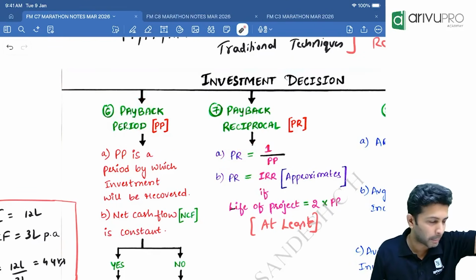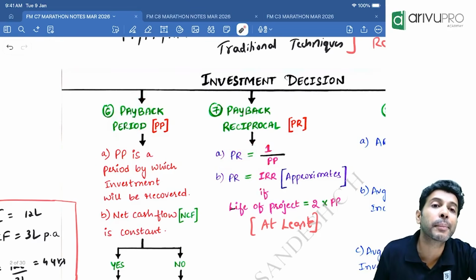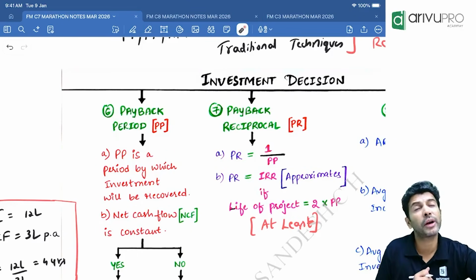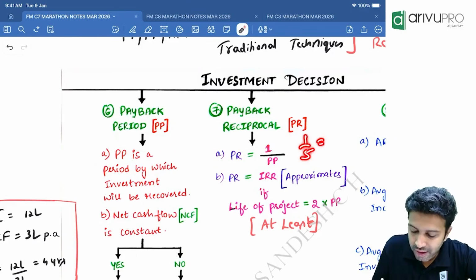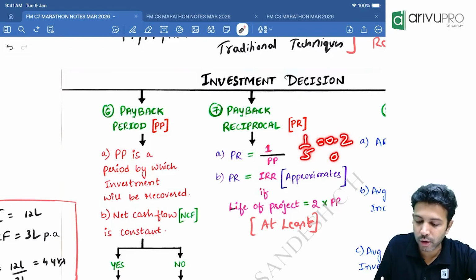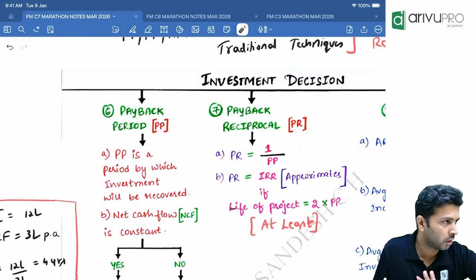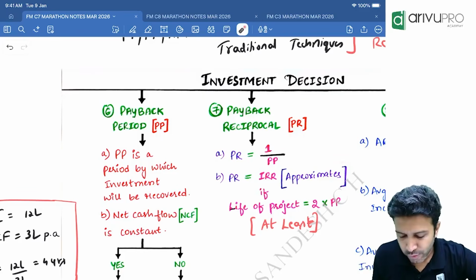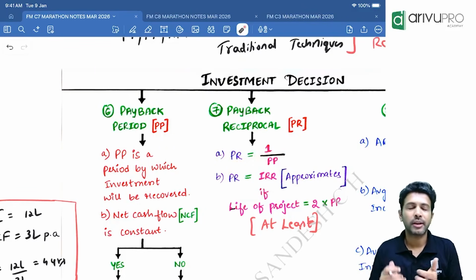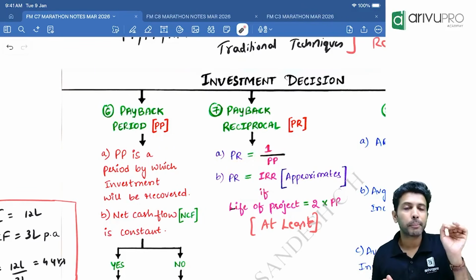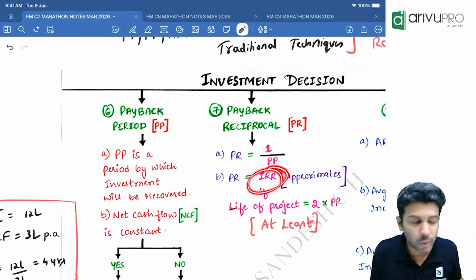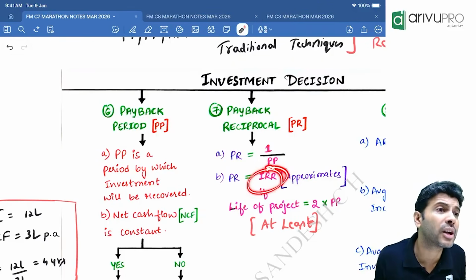If you found out payback period, let's say payback period is 5 years. How do you find payback reciprocal? 1 divided by 5, which is nothing but your 0.2 or 20%. That's your payback reciprocal. Okay. All right. Now, why do we find payback reciprocal is, some people have done an analysis that payback reciprocal will be almost equal to IRR. It will approximate to IRR.